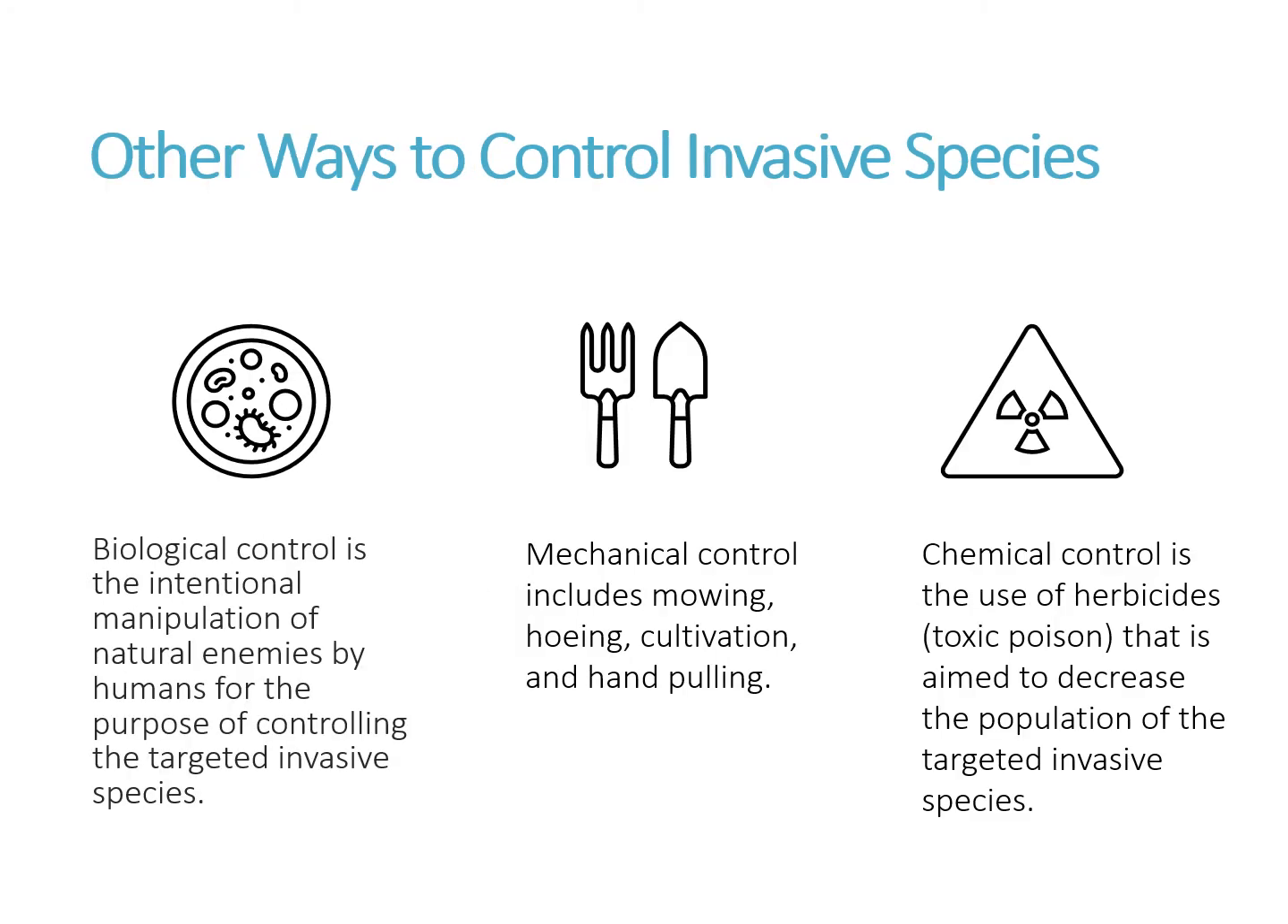There are also other ways to control invasive species, such as biological control, which is the intentional manipulation of natural enemies by humans for the purpose of controlling the targeted invasive species. There's also mechanical control, which includes mowing, hoeing, cultivation, and hand pulling. And lastly, there's chemical control, which is the use of herbicides, a toxic poison, that is aimed to decrease the population of the targeted invasive species.